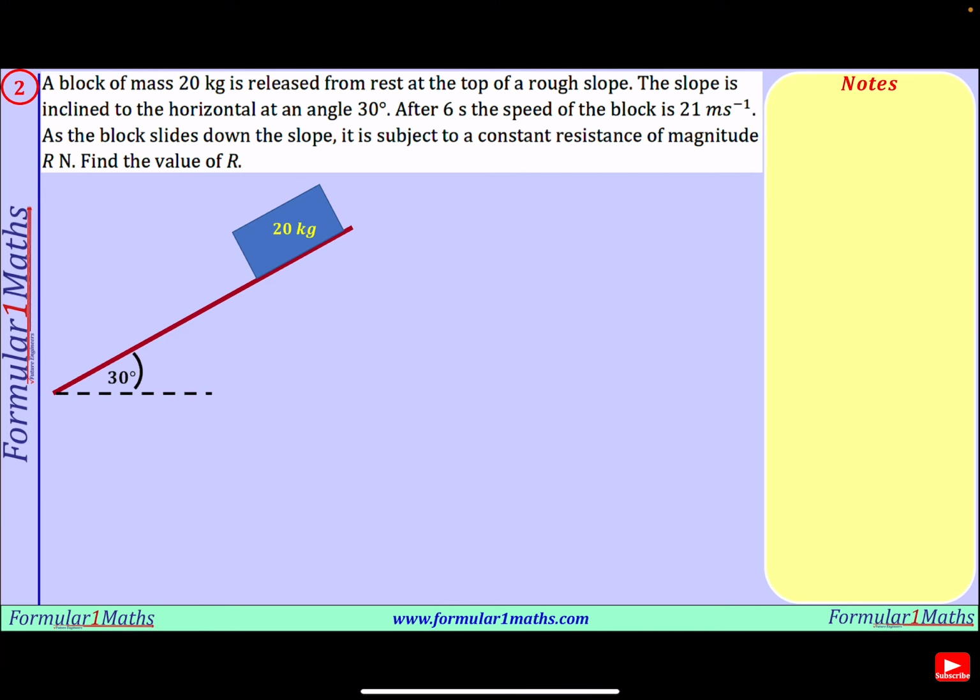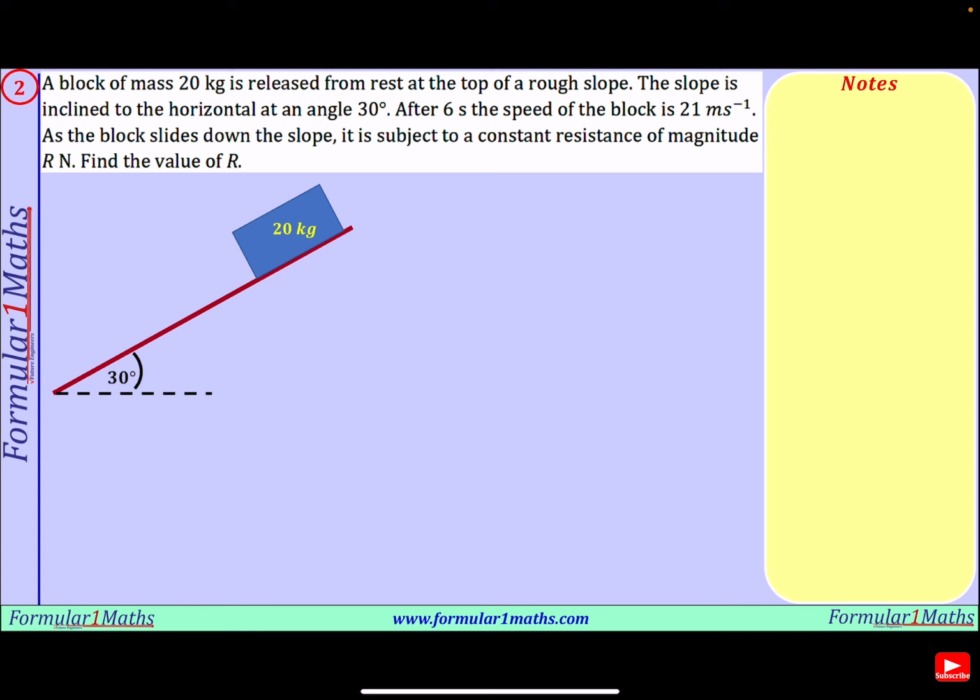Question 2. A block of mass 20 kilograms is released from rest at the top of a rough plane. The plane is inclined to the horizontal at an angle of 30 degrees. After 6 seconds, the speed of the block is 21 meters per second. As the block slides down the slope, it is subject to a constant resistance of magnitude R newtons. Find the value of R.